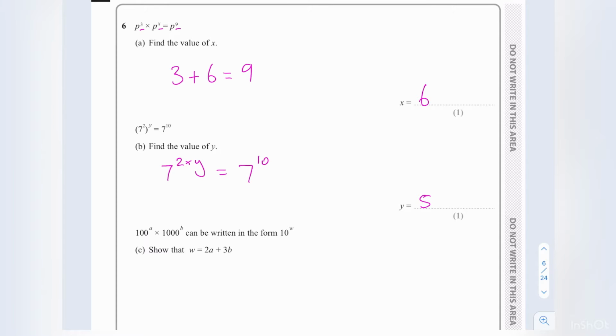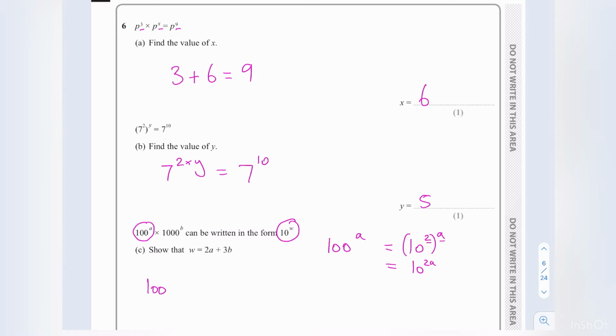And then finally, 100 to the power of a times by 1000 to the b can be written in this form, 10 to the w. So first of all, we need to make this 100 to the power of a to 10 to the something. Well, we know that 10 squared is 100. So therefore it must be 10 to the 2a, because we multiply when we expand in our brackets, just like we did in part B.